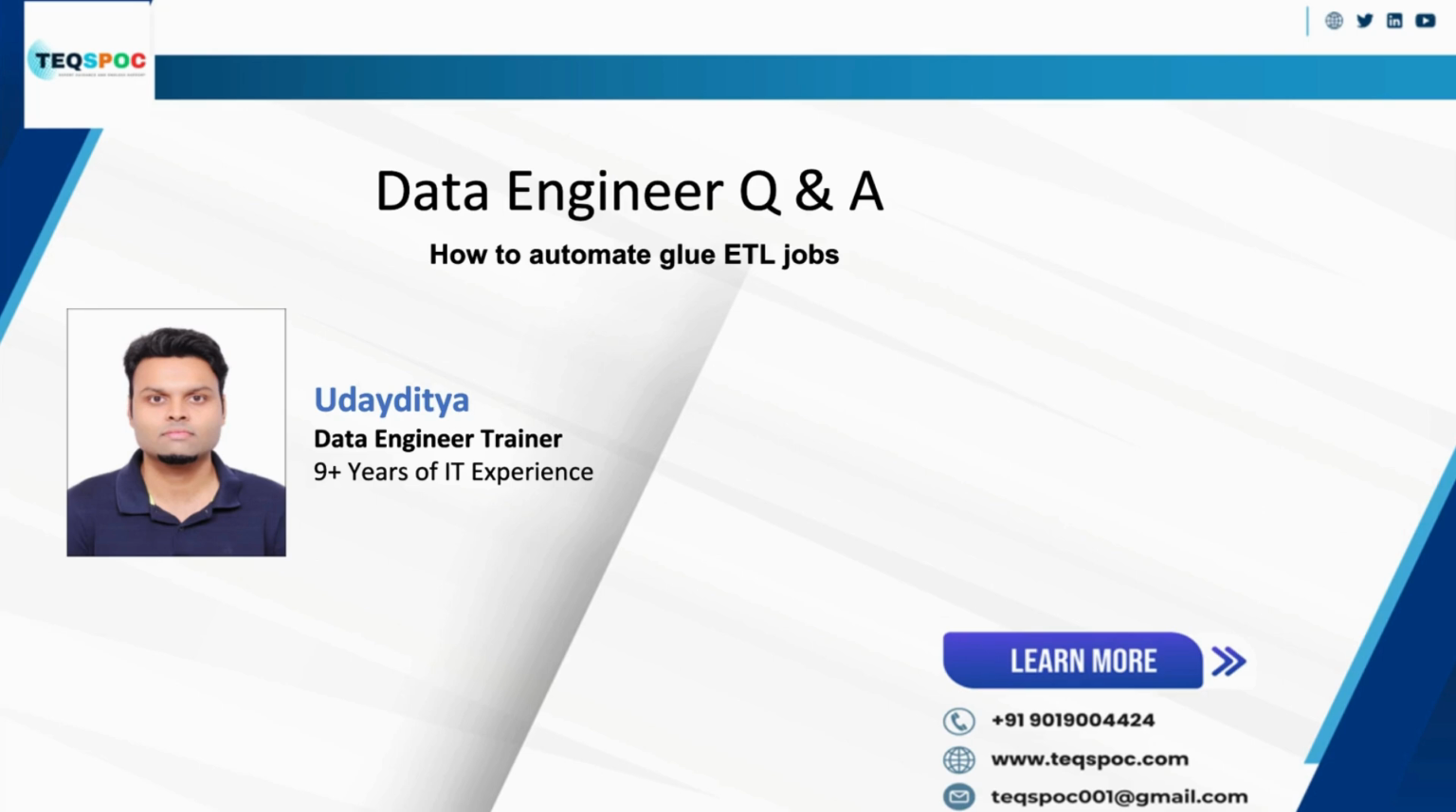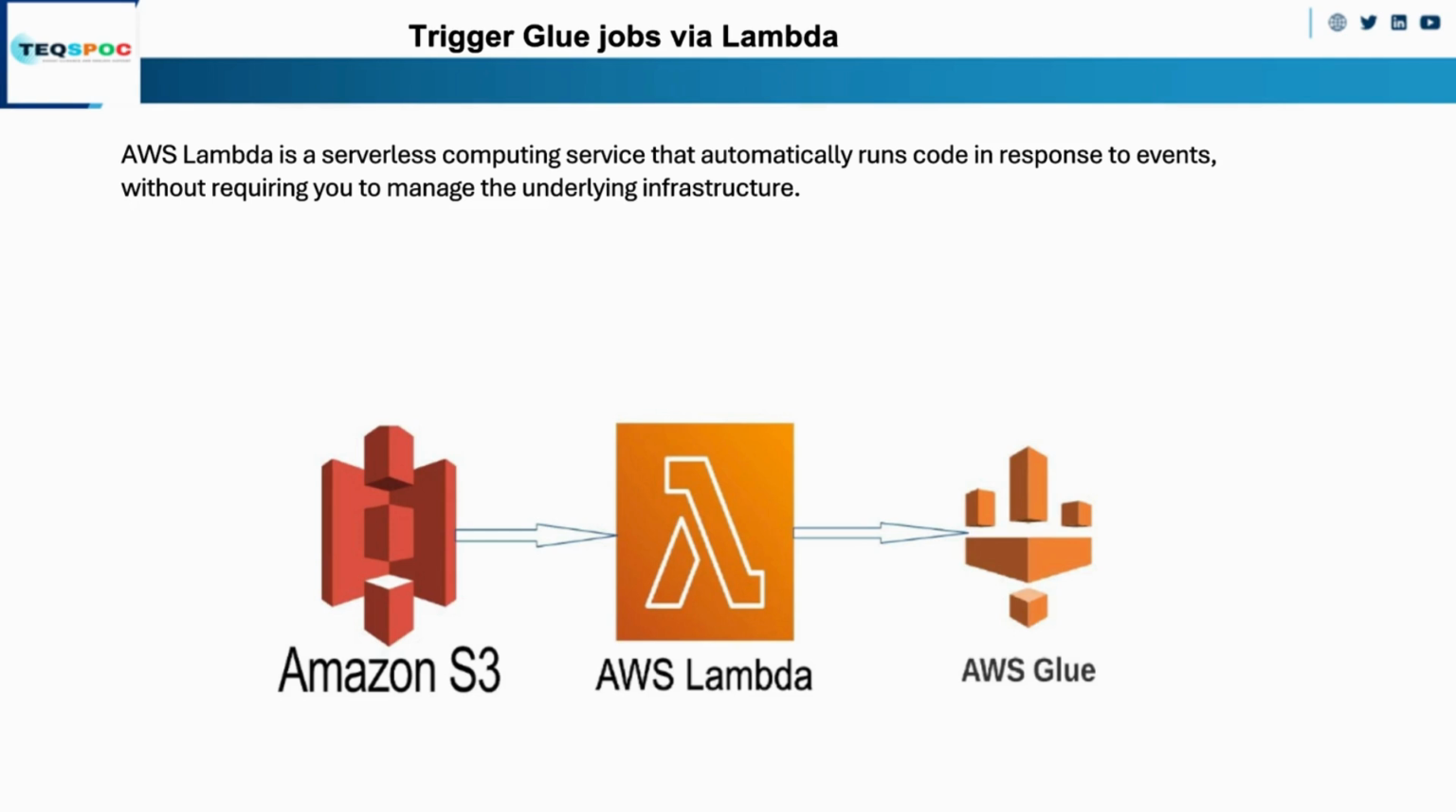So before getting into automating the ETL jobs in Glue, we need to understand how a Lambda works. There are basically two ways we can automate the Glue ETL jobs. One is we can schedule them, meaning we can assign the jobs to run at a certain point of time in a day or a week or a month. So that is one way we can do it.